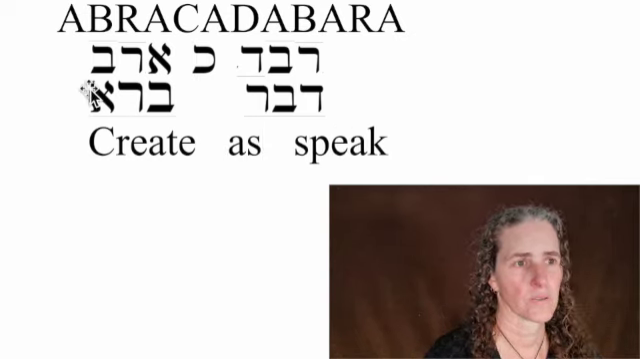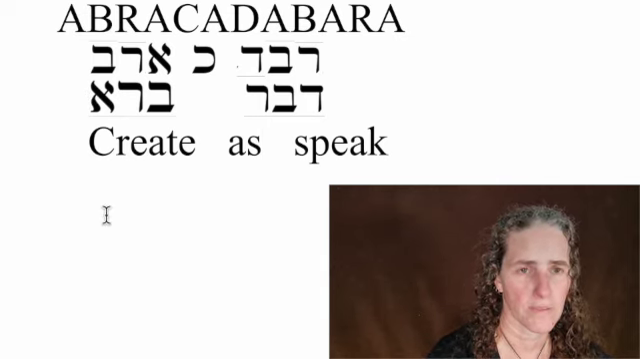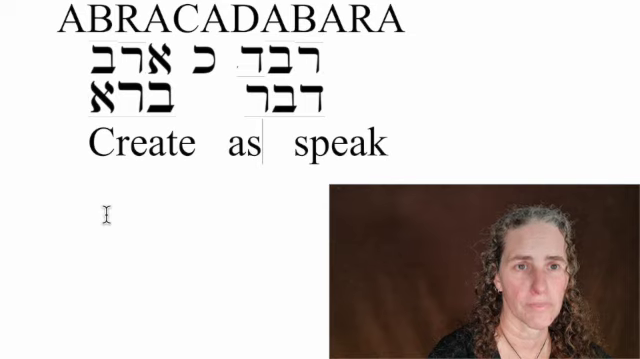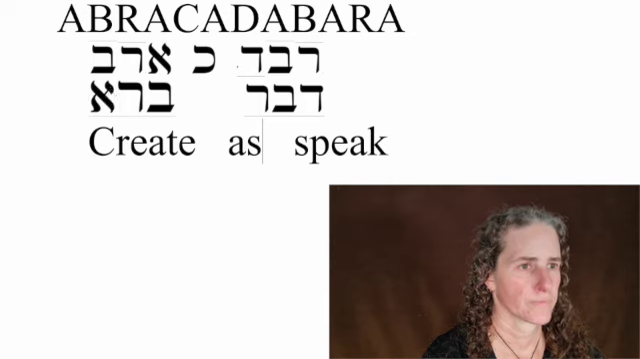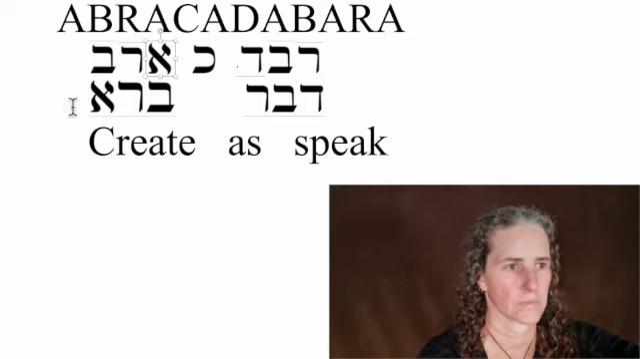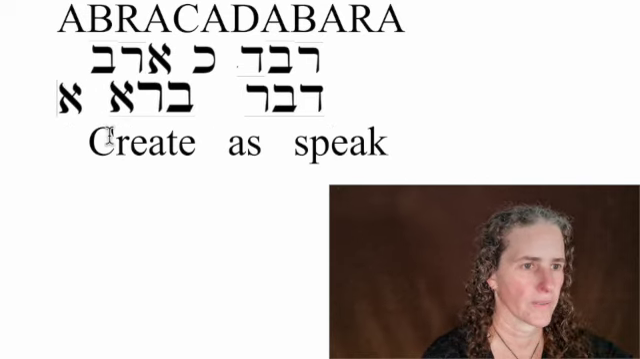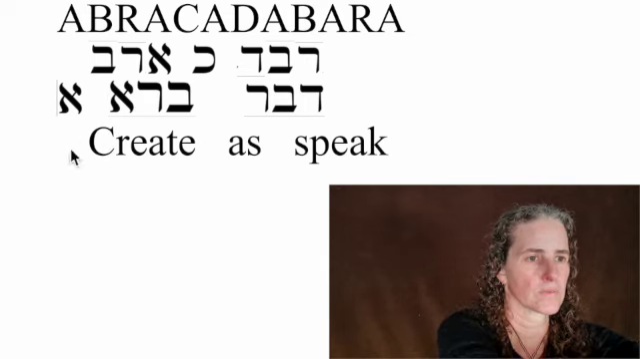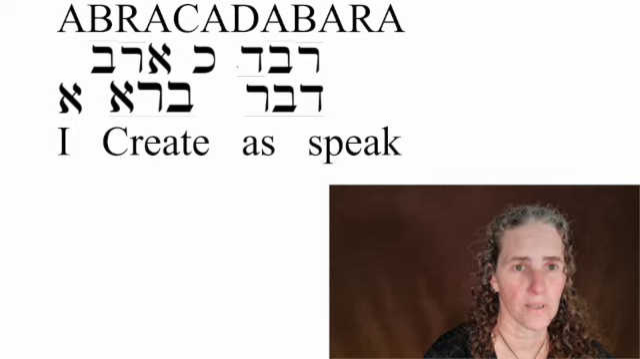And here we have the letter A at the beginning of the phrase, which when it's added in front of a verb is a contraction of the pronoun I. So here, we have another aleph, and I'm going to add it here. Okay, and that is going to correspond down here. It's a future form of I, so I will create.